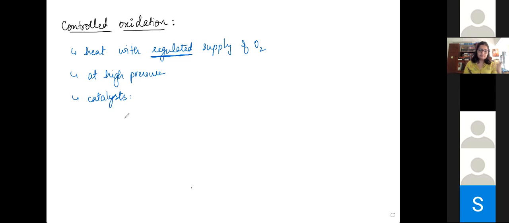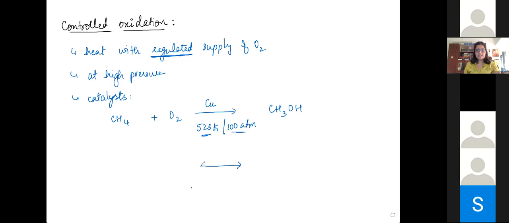Okay, so for example, there are quite a few catalysts that you can use. Let's take methane only. So if I make methane react with oxygen in the presence of copper at 523 Kelvin at 100 atmospheres, so 1 atmosphere going haywire, but at extremely high temperature and pressure, if I conduct the reaction in the presence of copper, then I get methanol. And the next degree of oxidation, this is like the lowest level. You can think of it as the lowest level of oxidation. Okay. The first oxidation product is alcohol.